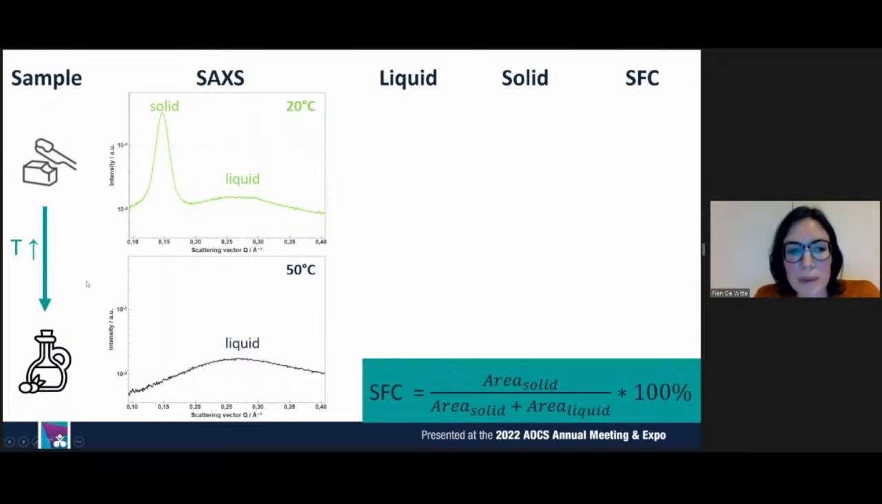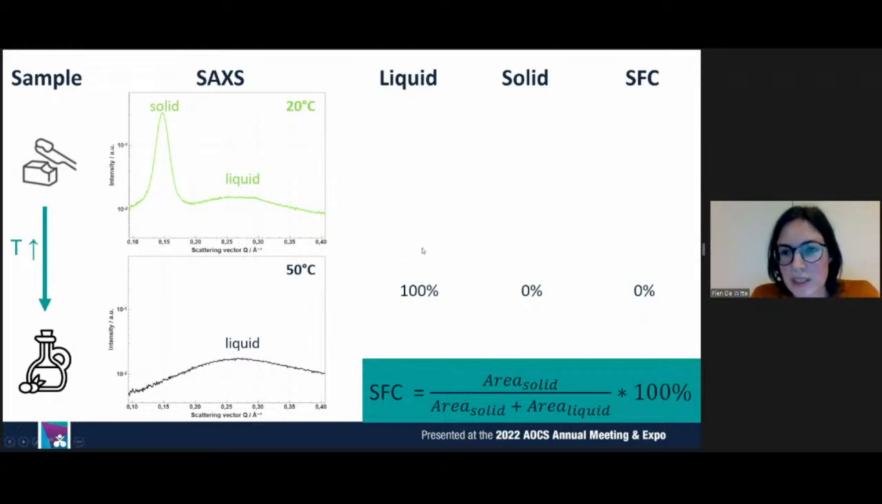If we then melt the sample until we obtain a fully liquid profile and we only have liquid fat, for example at 50 degrees C, we obtain the second part of the information. To obtain the solid fat content, we need to calculate the area of the liquid and the solid contribution. In the case of the liquid profile, this is rather easy. We only have a liquid contribution, and the liquid contribution in this case will be at its maximum.